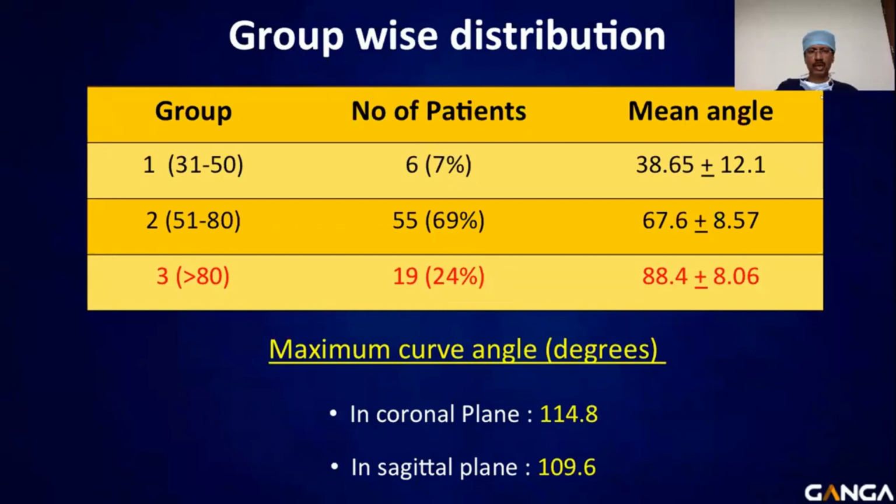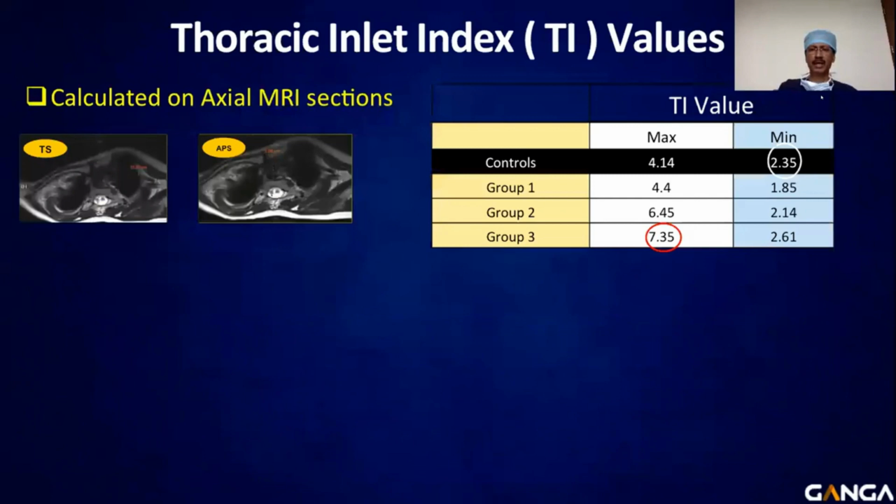Now, group-wise distribution was that we had 6 patients in group 1, where the deformity was between 31 to 50 degrees. The majority were in group 2, almost 70%, with deformity of 51 to 80 degrees, and 24% were in the severe category, which was more than 80 degrees. In the coronal plane, the maximum deformity was 114 in one patient, and in the sagittal plane, the maximum deformity was 109 degrees. Now you'll find that the thoracic inlet values correlated a lot with the nature of the deformity.